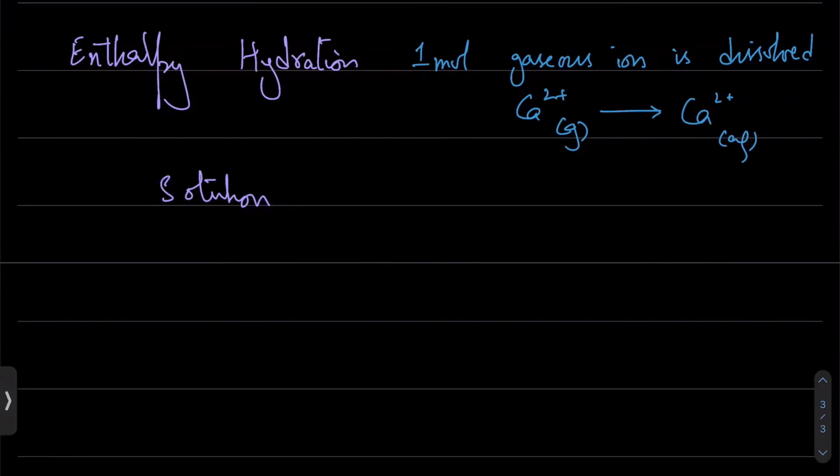So what is the enthalpy change of solution then? How is this different? Enthalpy change of hydration deals with dissolving a gaseous ion in water. But enthalpy change of solution deals with dissolving an ionic solid in water. So they're only different in terms of what they're dissolving. So enthalpy of solution is basically 1 mole of ionic solid dissolved in excess water.